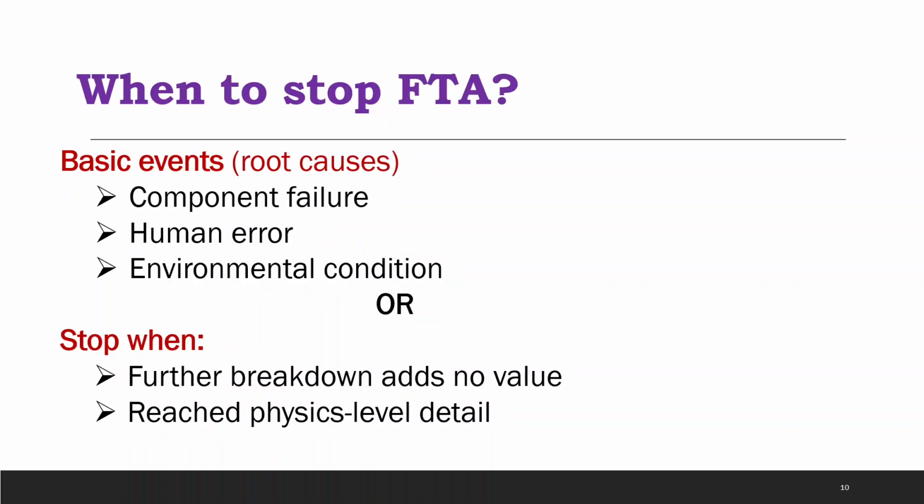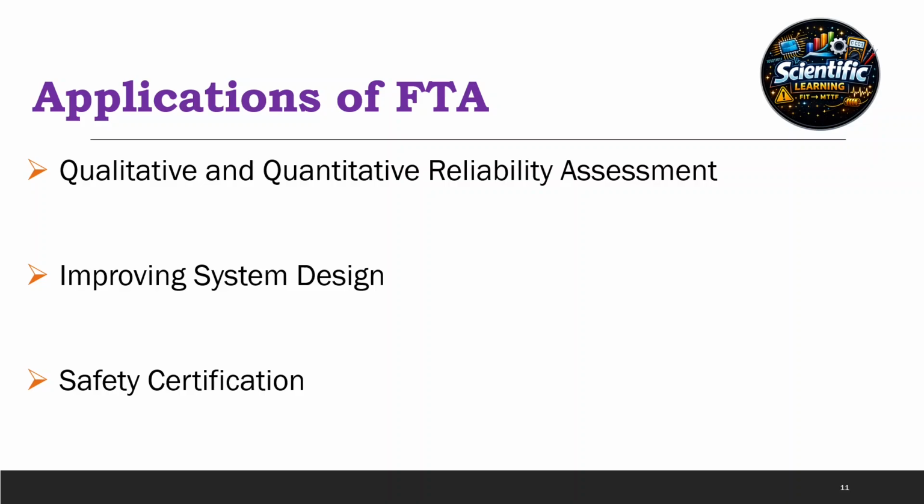So for any generic case, how does one know when to stop the fault tree analysis? We stop doing the analysis when we hit events such as component failure, human error, or environmental condition. We stop when further breakdown adds no value and we have reached physics level detail and going further down adds no meaning. And then these basic events become the area of focus to improve the system and reduce the top event occurrence probability. And finally, applications of FTA.